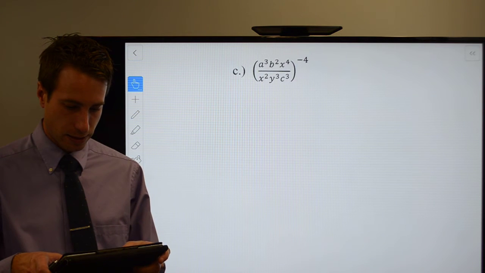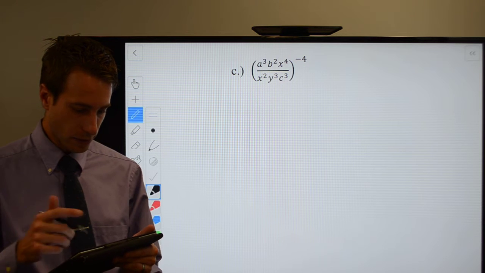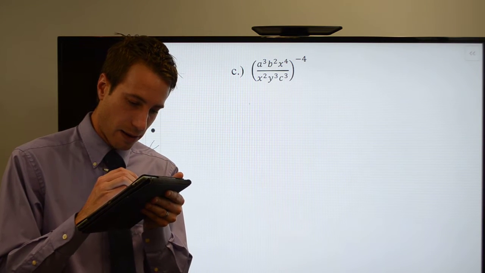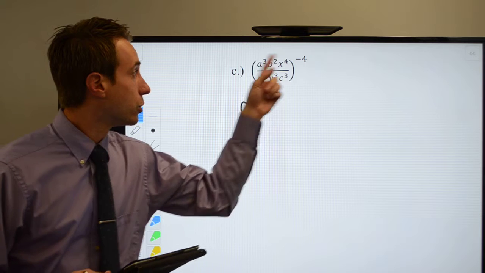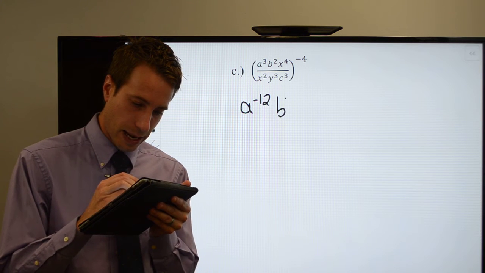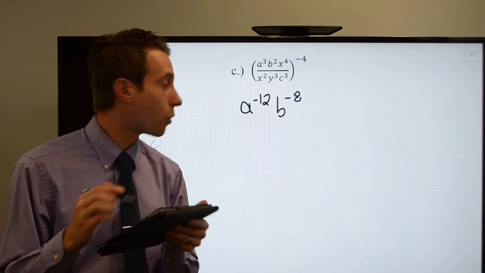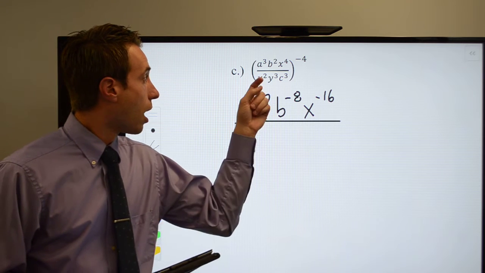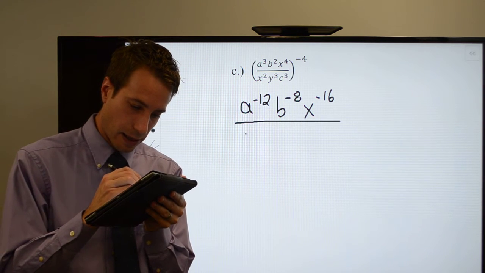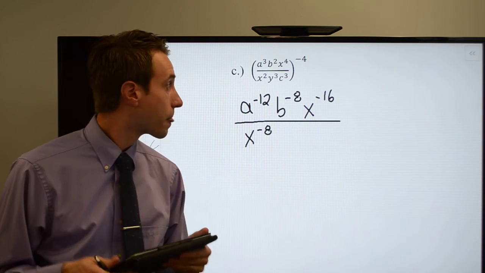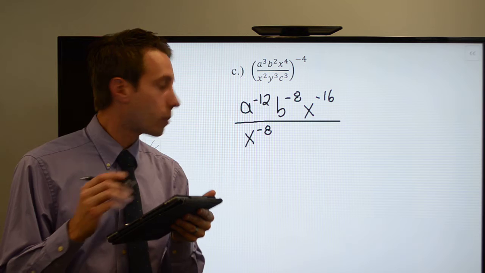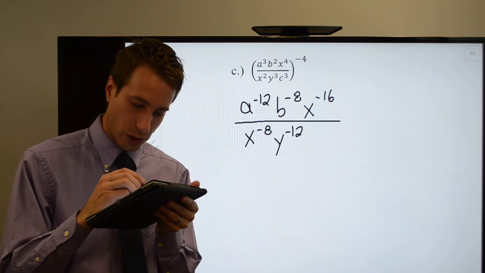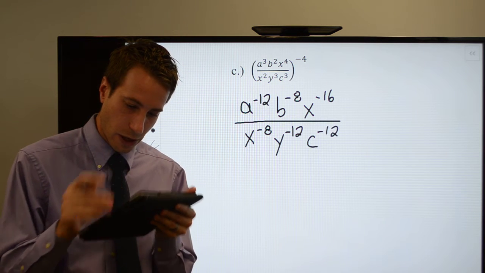See what happens. Okay, I'm going to raise everybody to the negative fourth power, so 3 times negative 4 is going to give me a to the negative 12. 2 times the negative 4 is going to be b to the negative 8. And 4 times the negative 4 is going to be x to the negative 16. 2 to the negative 4th, x to the negative 8th. 3 times the negative 4 would be y to the negative 12th. And again, 3 times the negative 4, so c to the negative 12th.